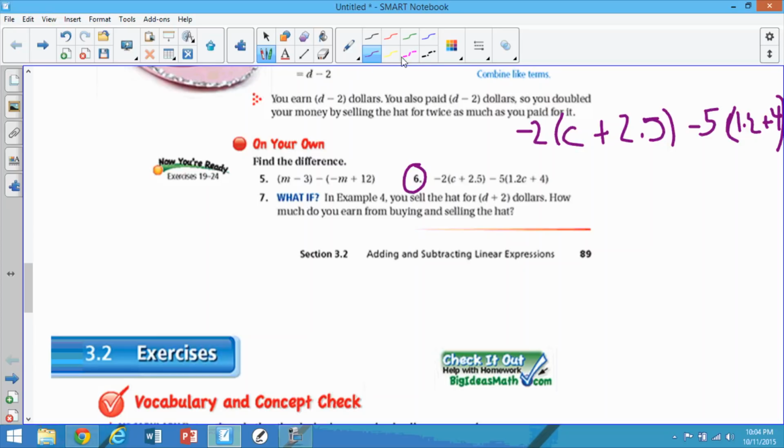Now you have to distribute that -2 and that -5. So to do that you've got to think, okay, -2 times c, then -2 times 2.5. If I do -2 times c, that is -2c, and I'm doing this in red now, plus, now I have to do -2 times 2.5. So 2 times 2.5 is 5, but I have a negative times a positive, so it's going to be a -5.